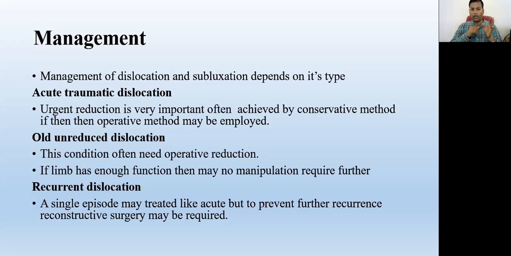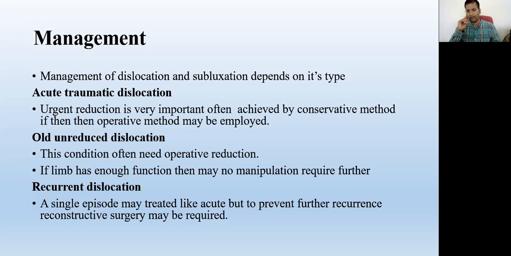In the old and unreduced dislocation, if a patient comes with an old unreduced dislocation from a long time, then closed manipulation will not work. In that condition, operative reduction is always required. With the operation you open the complete joint and reduce it, and then you strengthen or repair the ligament or nearby structures, to keep that joint in that particular position. So old and unreduced dislocation always requires open methods.